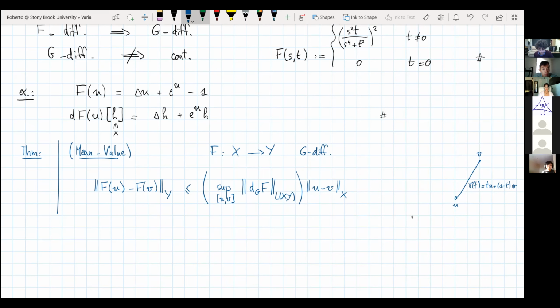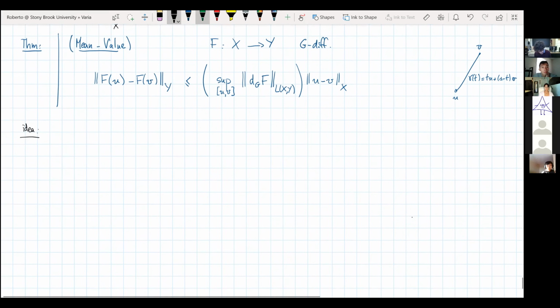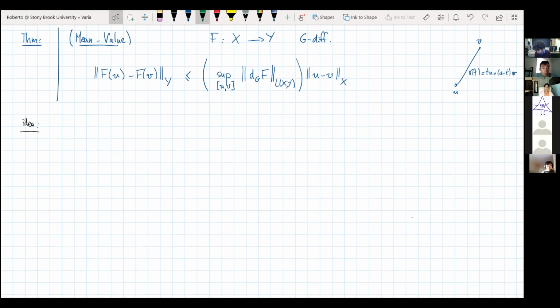Sorry, I lost one. Okay, here. So why? The idea here is that this is actually an idea that comes very often in this infinite dimensional setting: you can often reduce your situation to a finite dimensional one. And so the idea here is to reduce to dimension one and apply the standard mean value theorem in dimension one.